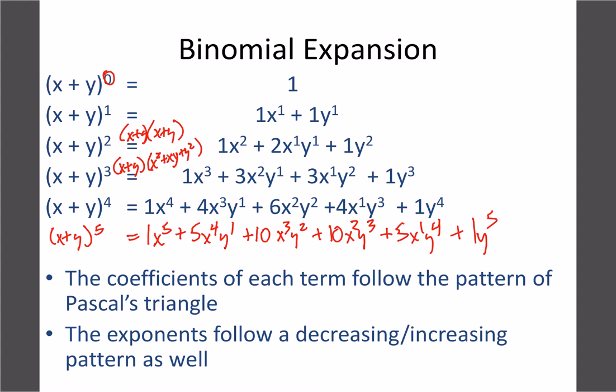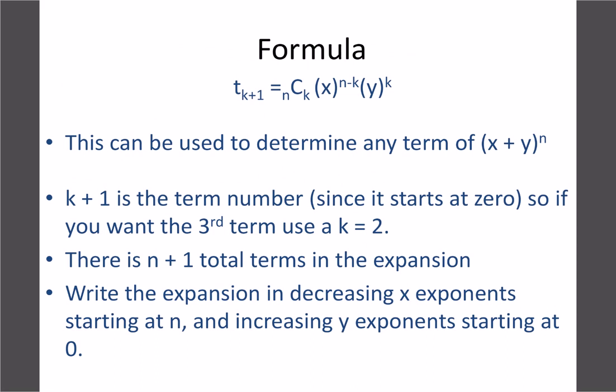So for the front numbers, instead of using Pascal's triangle, we're going to use the nCr's. In this row we'd have 5C0, and then 5C1, 5C2, and so on. And then you can see the x's, the first one gets smaller and smaller, and for the y's, it gets bigger and bigger. So what that means is we can actually solve for a lot of these. I'm going to come back to this formula in a second.